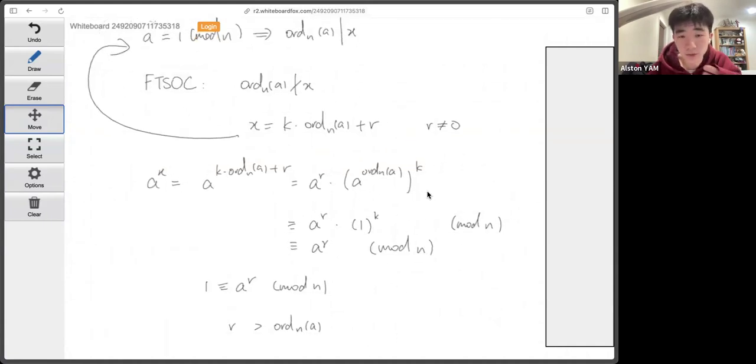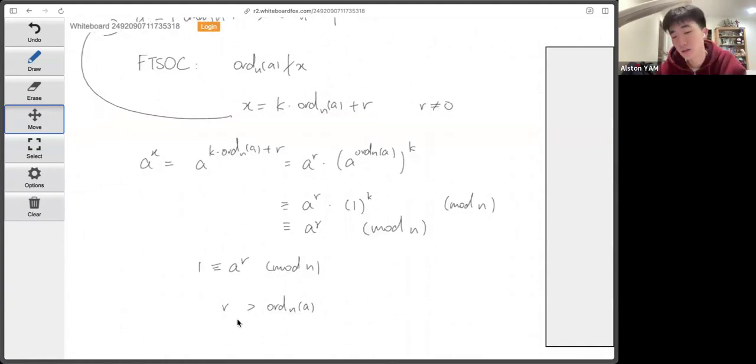Because if r was smaller, then, well, if r is strictly smaller than the order of a, then this thing wouldn't be true, right? Because order is the smallest positive integer. And then if r was equal to the order, then it wouldn't be a remainder here. It would just be x equal to order of a times another integer k plus 1.